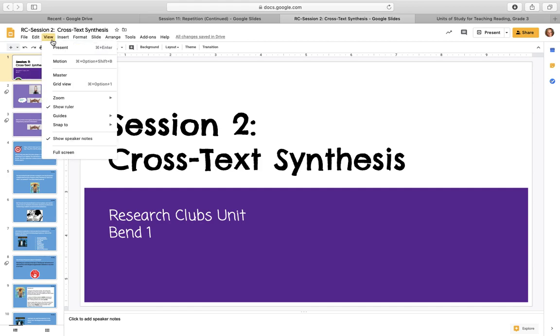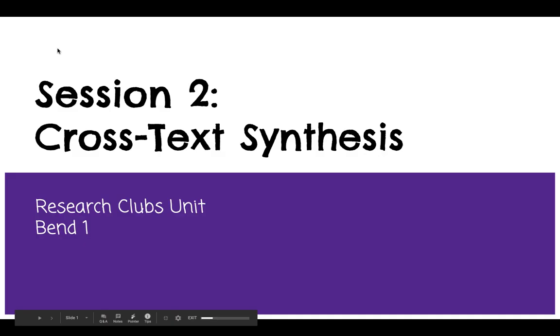Back, researchers. Today's lesson is going to be all about cross-text synthesis, which you remember we've already done earlier in the year with our previous nonfiction unit.